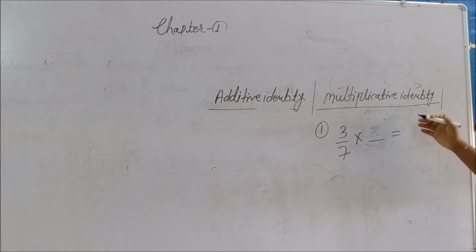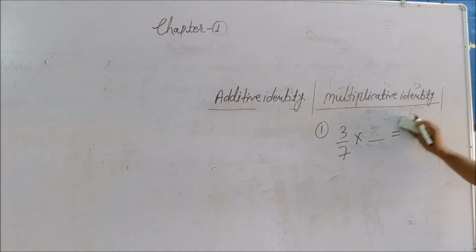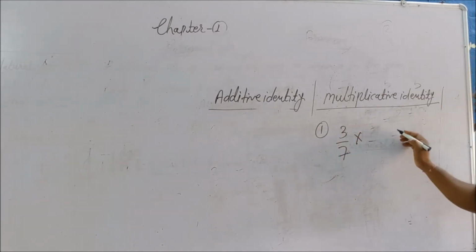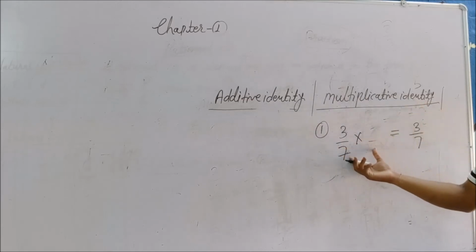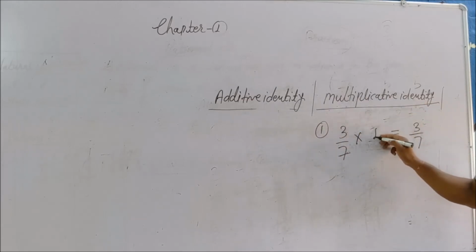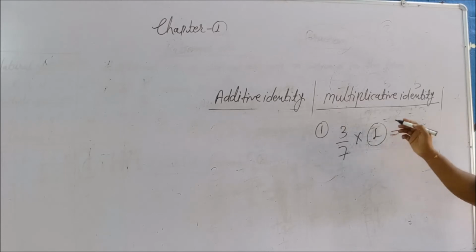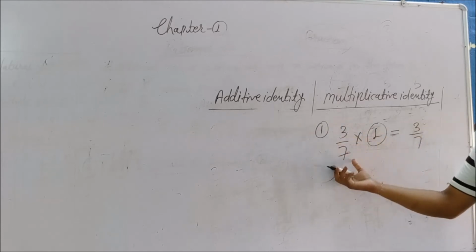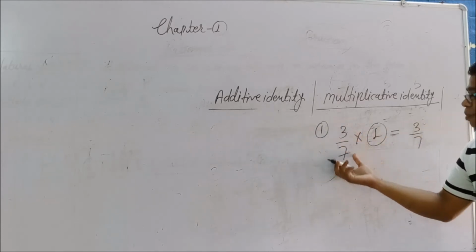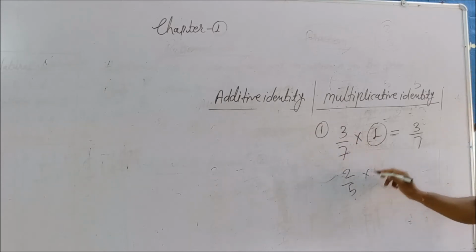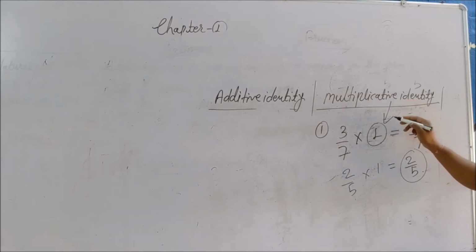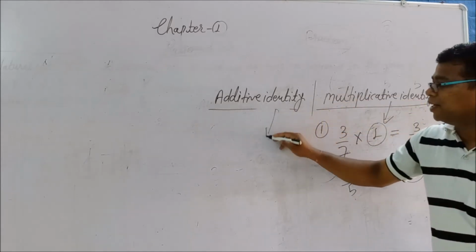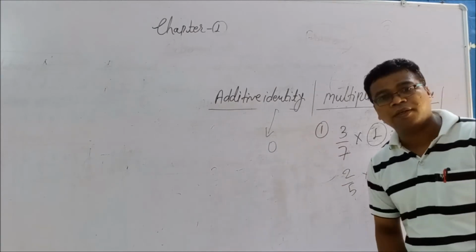It says, what number do we have to multiply with 3 upon 7 so that we will get the same answer, 3 upon 7? So for the multiplicative identity, what number do we multiply with 3 upon 7? Very easy, 1. 1 is the only number by which if we multiply any rational number, either 3 upon 7 or 2 upon 5, I will get the same rational number. So multiplicative identity is always 1 and additive identity is always 0. So that was the thing.